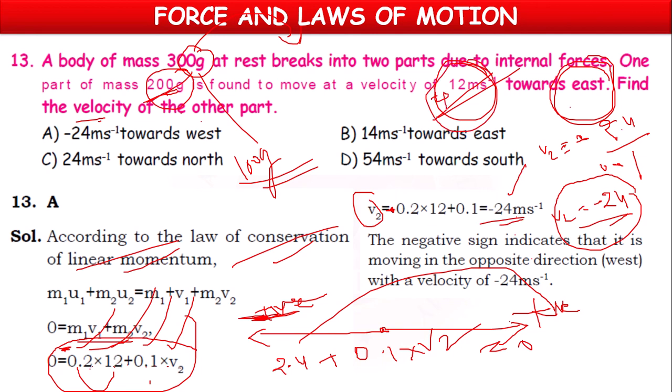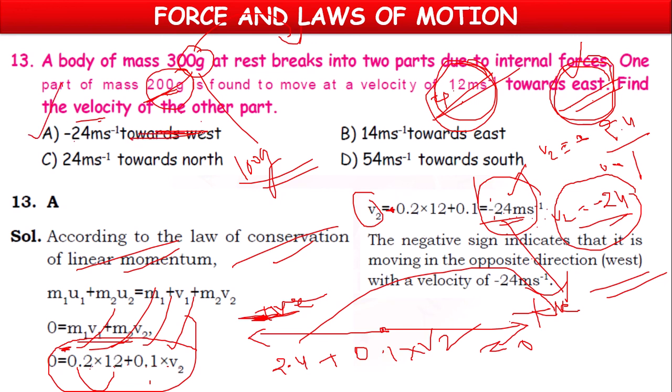Because the first particle velocity is positive and the second particle velocity is negative, it means it is in the opposite direction to the movement of the first particle. The first particle is moving towards east, so this final particle is moving towards west. So we can remove minus and tell 24 meter per second towards west. So option A is correct, children.